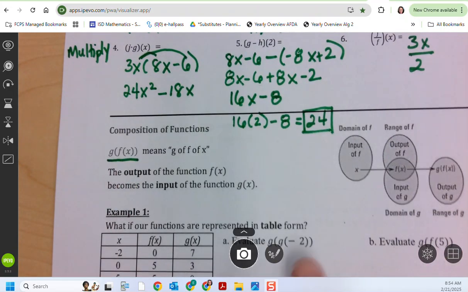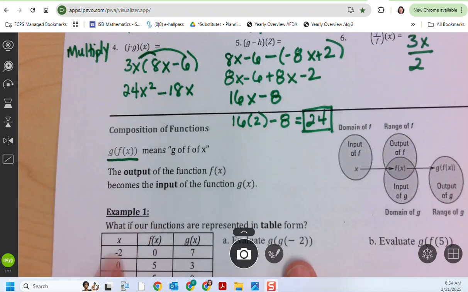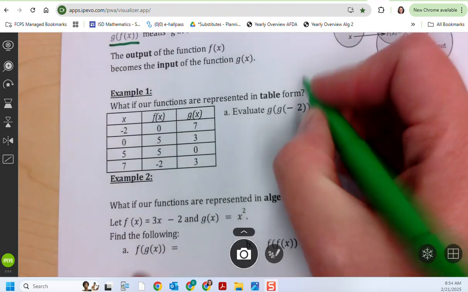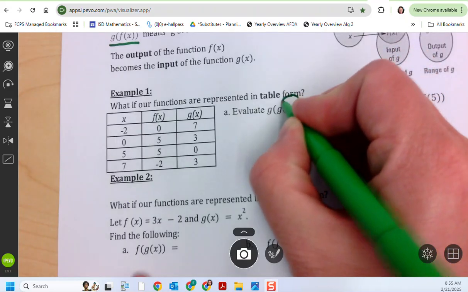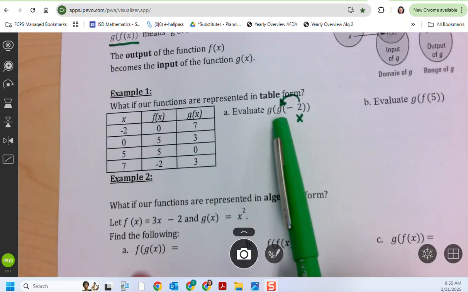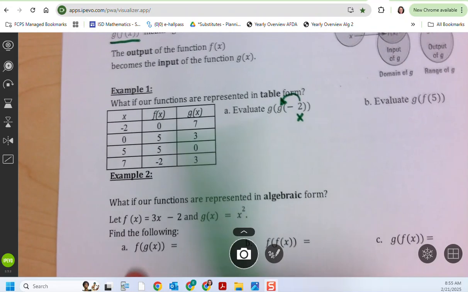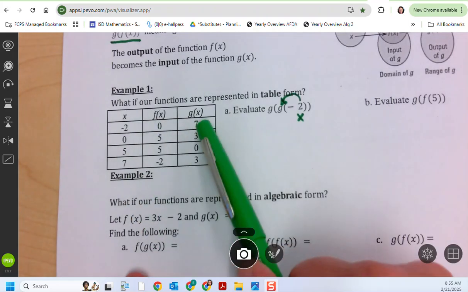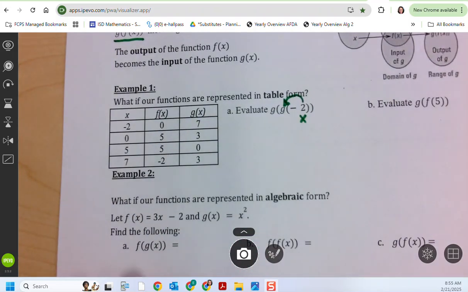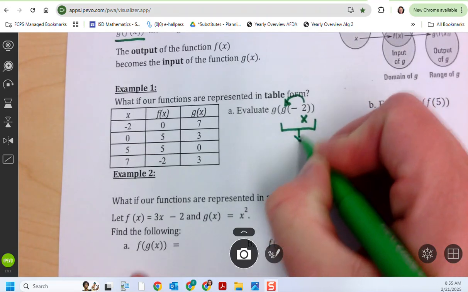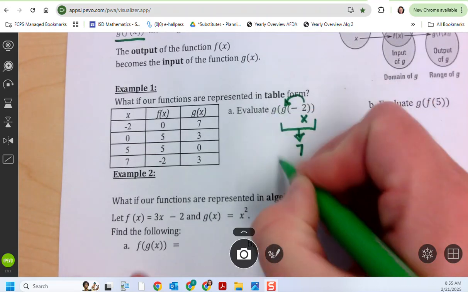So we're going to try this one here, just looking at a table of values. Let me move it up. So the first thing we do is we put the negative 2 as your x value, and we find the g value. So on your x column, find negative 2, and then go over and find the g value. What is it? 7, yeah. So the answer to the first part is 7, but that's not the final answer.